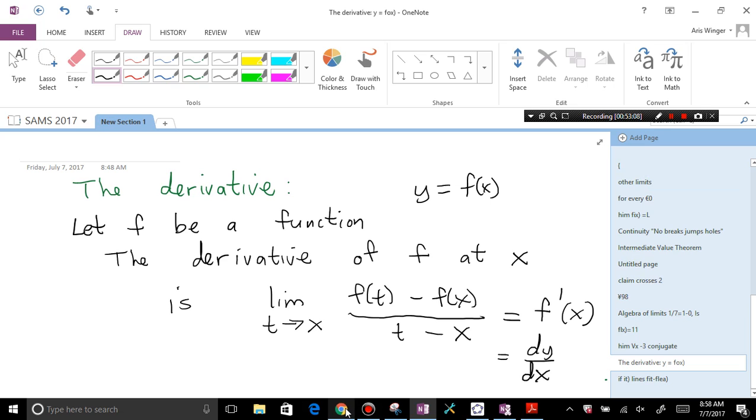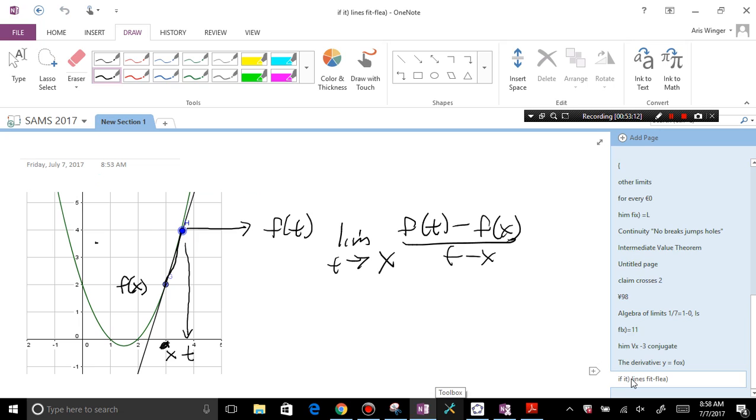The other formulation, of course, I'll go back. I think that's just this page, right? And then I'll get out the eraser and say, no.